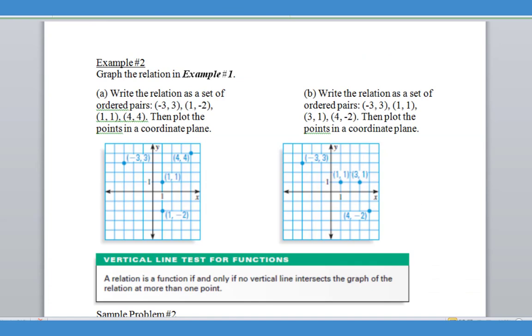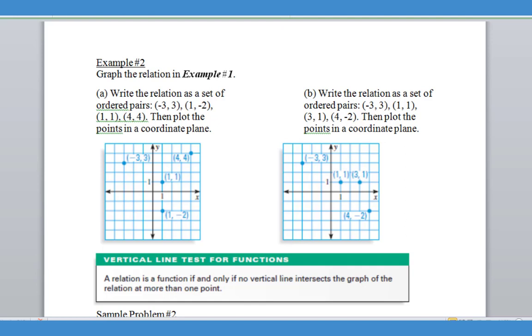So if we look at example number 2, example number 2 says to graph the relation in example 1, and of course we need to look back at example 1 in our notes, which was on a previous video. Basically we had input values and output values, and what we needed to look at is how we could rewrite those input values and output values as XY ordered pairs. We're going to take each one of those values and rewrite them as an ordered pair.